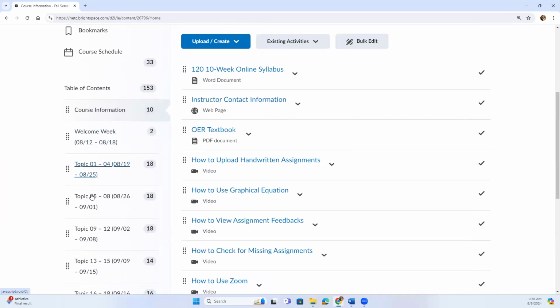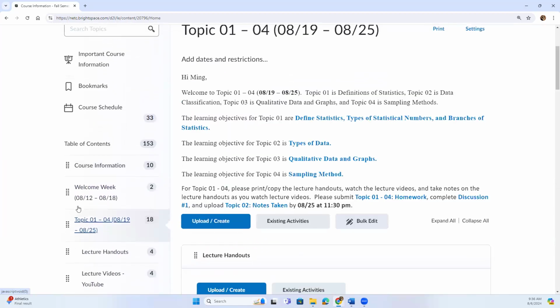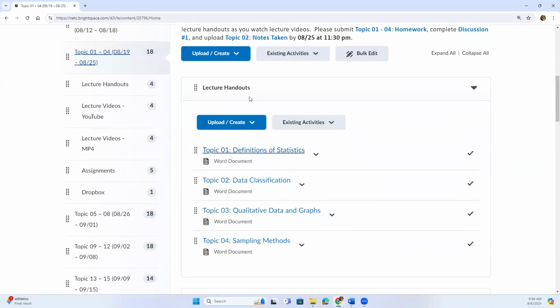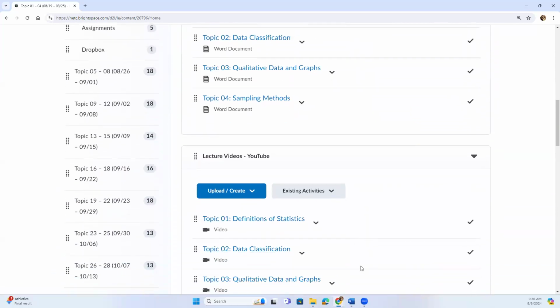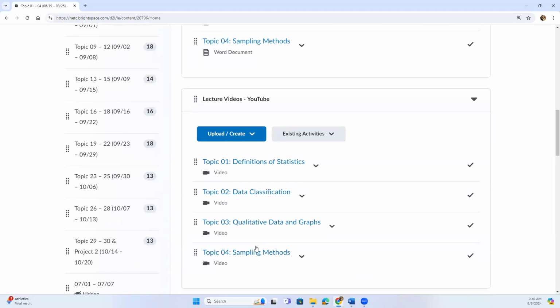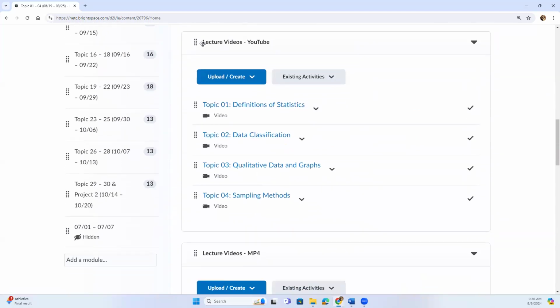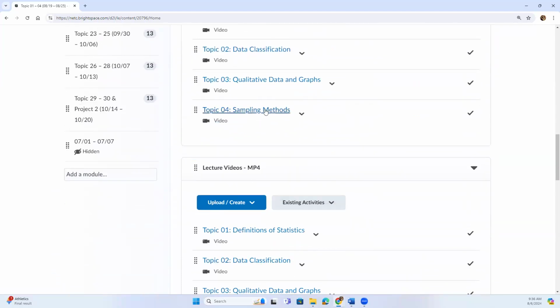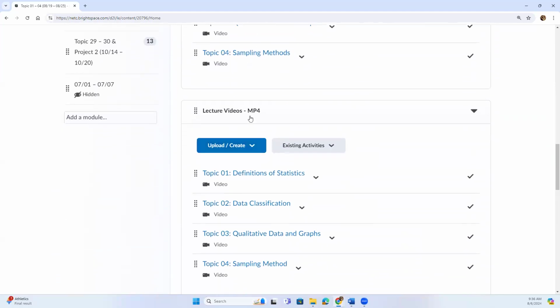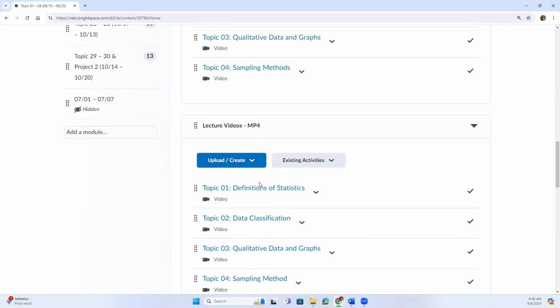So normally, for any week, let me go to topics 1 through 4. For any week, you are given lecture handouts. You have lecture videos that you need to watch using the lecture handouts. I have lecture videos on YouTube. If your computer cannot play YouTube, you can also watch the same lecture video as an MP4, whichever one you can play.